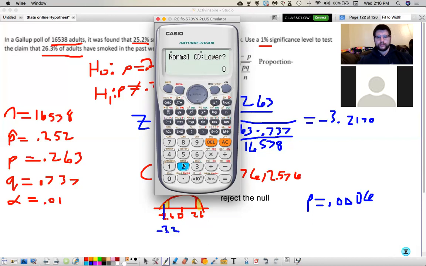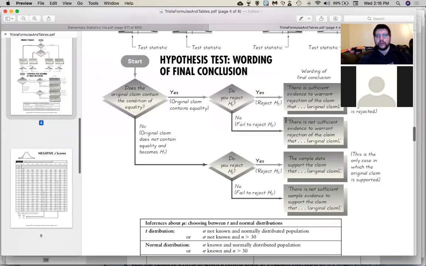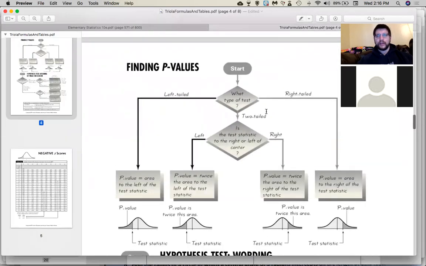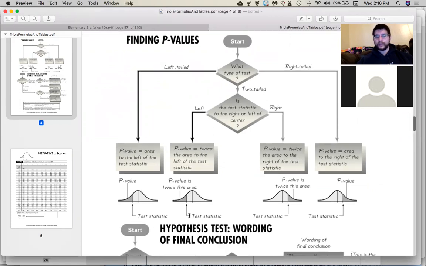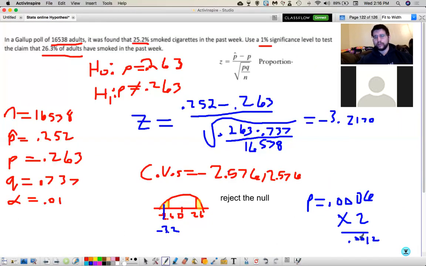Number 2. Less than. Okay. We actually have to double that. So let me show you again why we doubled that. What kind of test did we have? We had a two-tailed test. The test statistic was to the left. We calculated the area of the left test statistic and double it. That's what the flow chart tells us to do. So this would be 0.0012.